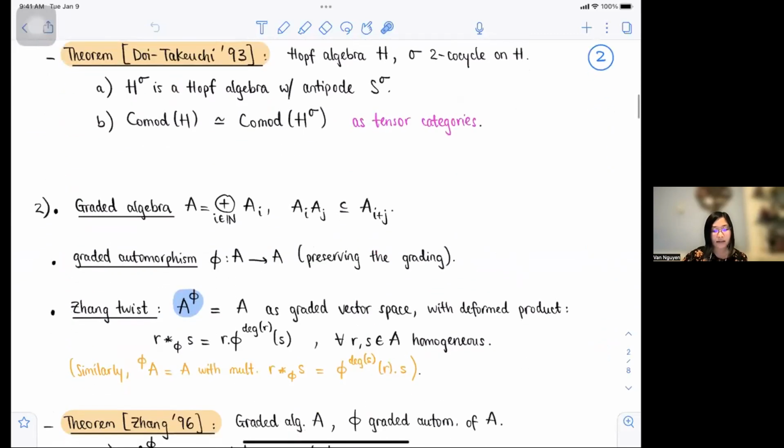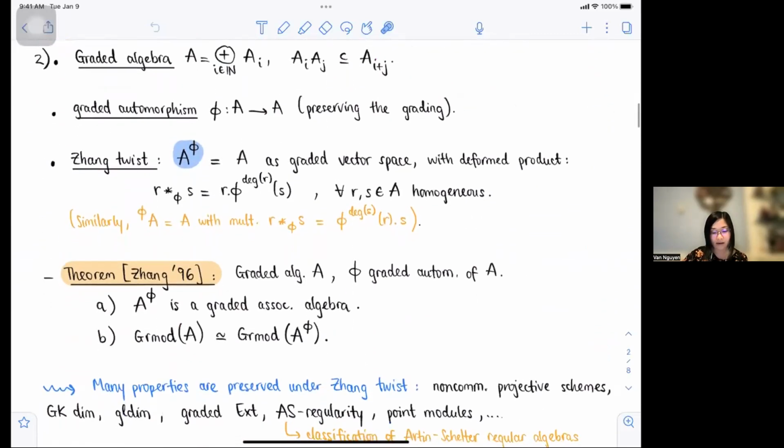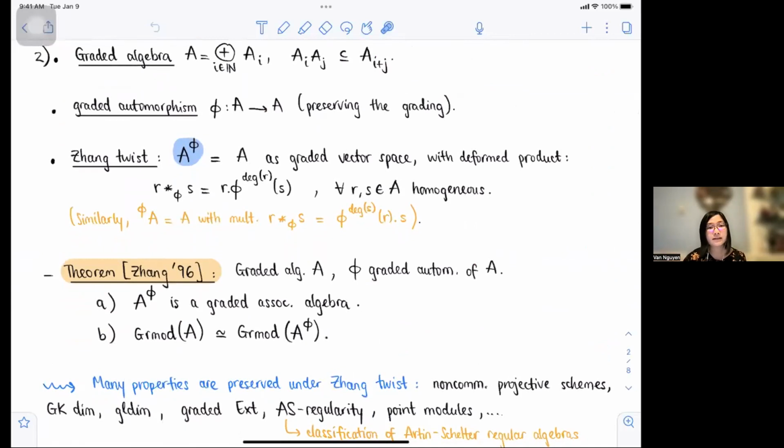The second kind of deformation that I would like to talk about is done on graded algebras. It has no Hopf structure, just a graded algebra A. I'm going to take a graded automorphism phi, and then define A phi to be just A as a vector space with a deformed product given by phi. Here all my s and r are homogeneous elements using this grading. This is what we call the right Zhang twist, and similarly, you also have the left Zhang twist done similarly as well.